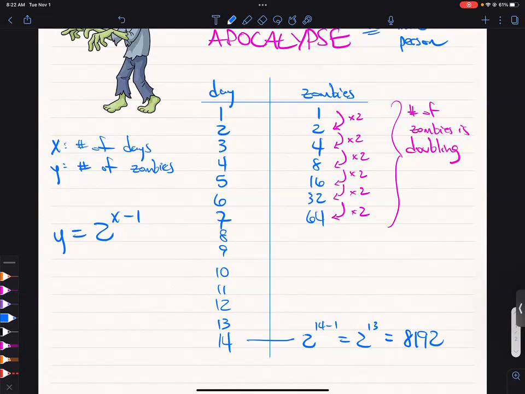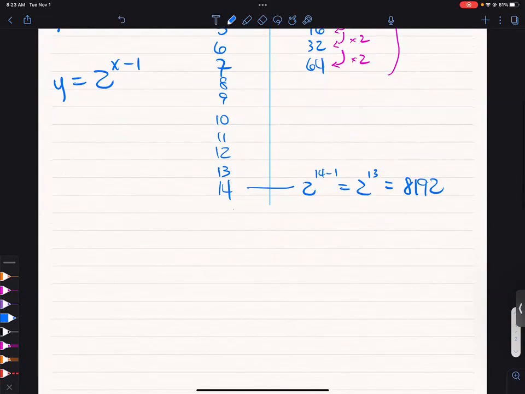2 to the 13, 8,192. Okay, so we went pretty quick from 64 to that, right? Let's jump ahead a little bit further. How about after a month? 2 to the 29th. No, you don't need a calculator. You can just do it, right?